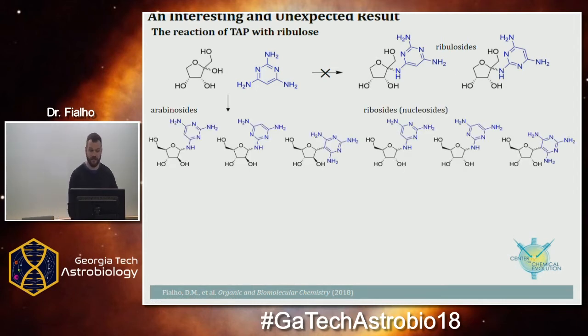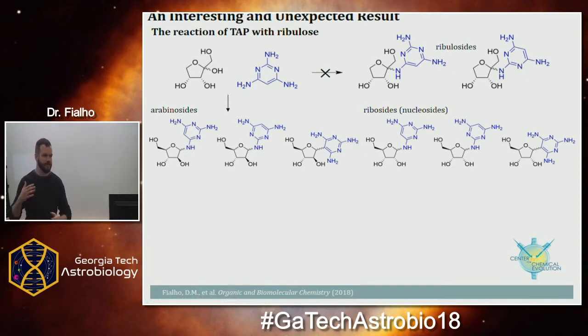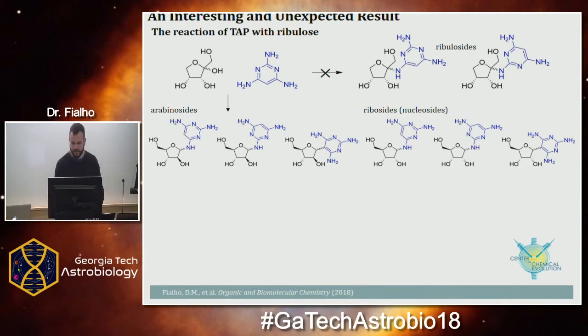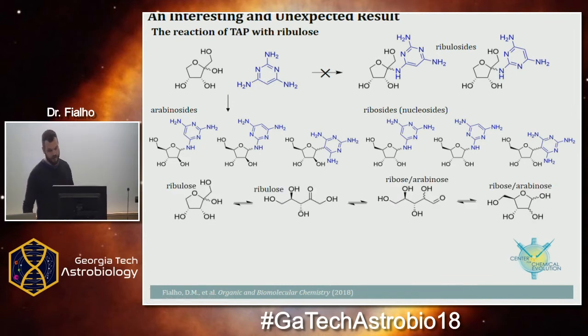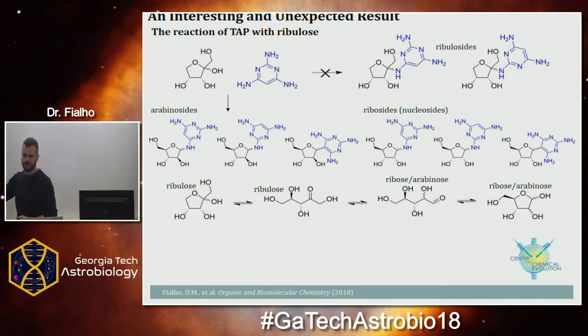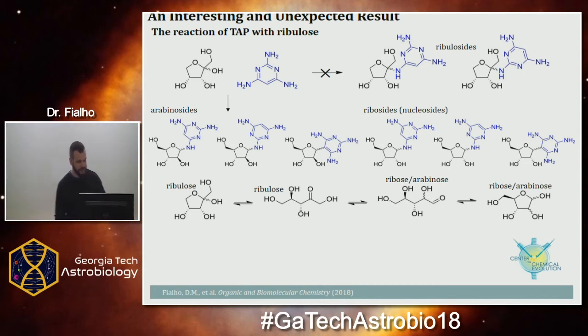What we did detect, however, were what are called aldosides. They're products that could have only occurred from the isomerization of ribulose. That's really interesting because some of these are nucleosides. They're ribosides. That's important because, as I said before, it's very difficult to get exclusively to ribose in a prebiotically plausible manner. However, what if we could get to ribulose, which then has the ability to isomerize into ribose or arabinose?